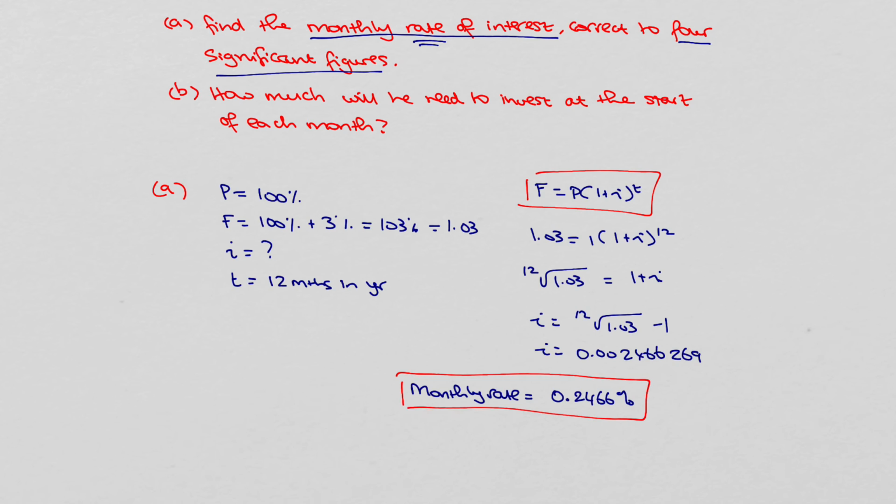And again, in the Leaving Cert, that's generally the way they'll set it up, so that everybody in the country is working off the same rate. So rather than some people using 2 decimal places and 3 decimal places and 5 decimal places, everybody's working with the same rate. So now we know our monthly rate. Part B then says, well, how much does he need to invest at the start of each month?